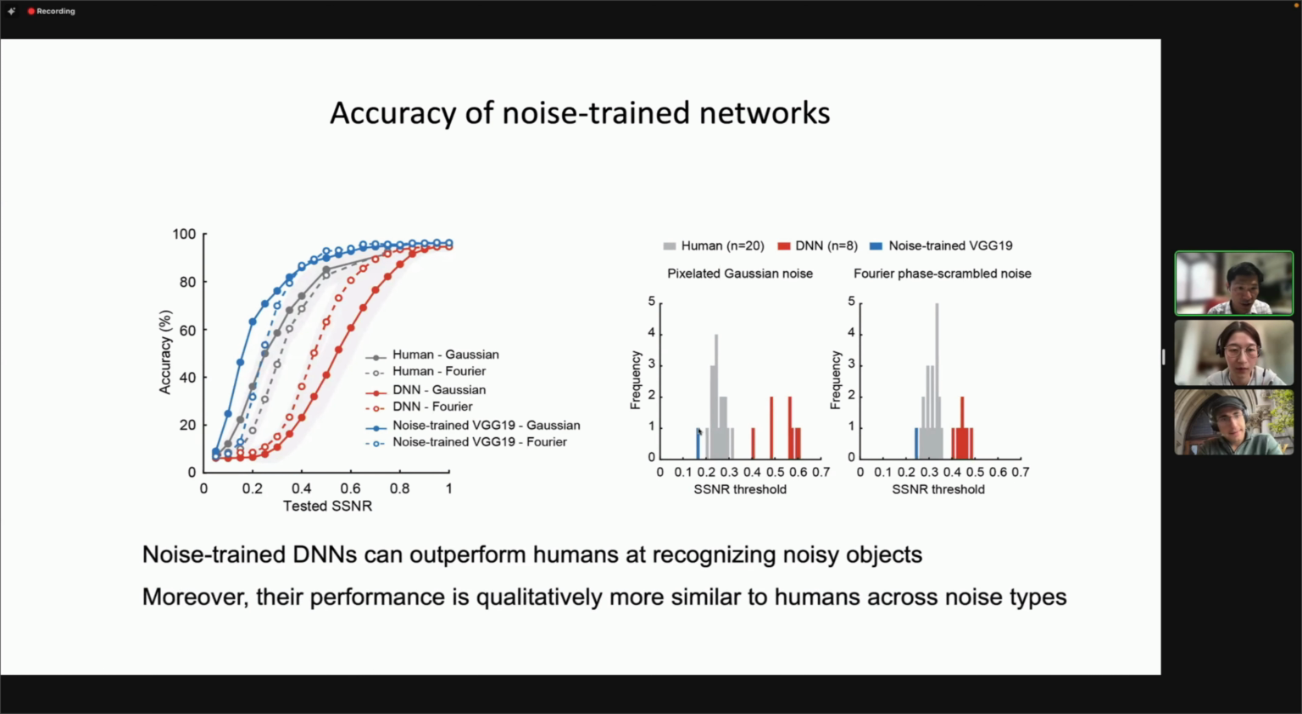So the noise-trained DNNs can outperform humans at recognizing noisy objects, but more interestingly, from our perspective, their performance is more qualitatively similar to humans across noise types.